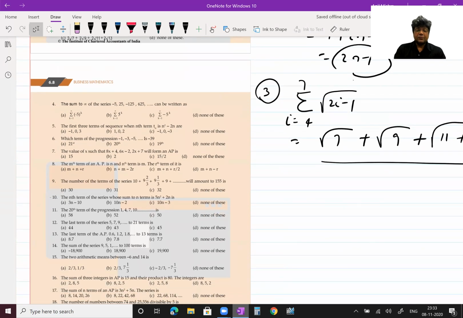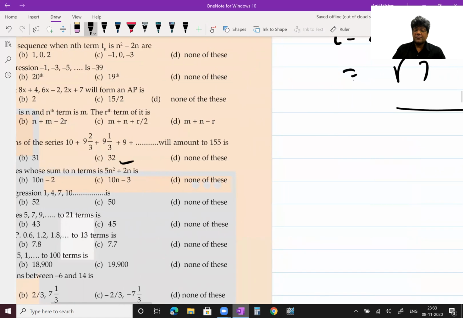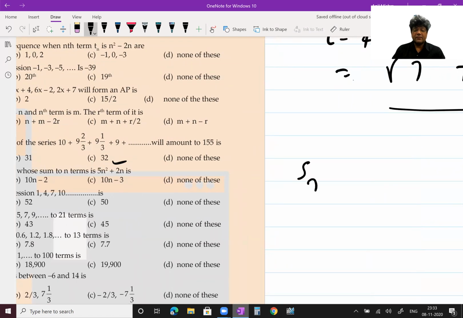Next question, see question number 10. Nth term of the series whose sum to n terms is this. Sum to n terms given means Sn is given. Question number 10.